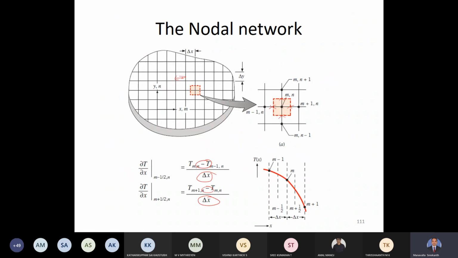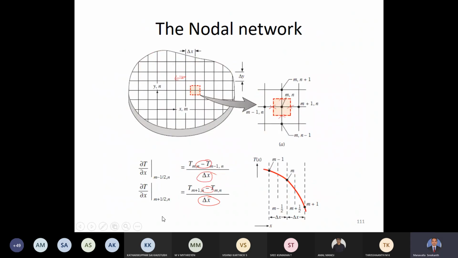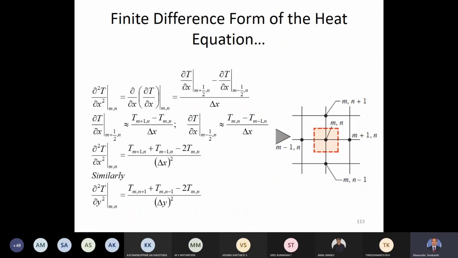So we have seen this algebraic equation here. D square t by dx square is written like this in terms of temperatures and the discretization size. Likewise, here also, if we can replace this with such an equation and this with such an equation, we will get one algebraic equation. So you see here how to write dou square t by dou x square at point m, n. At point m, n, it is dou by dou x of dou t by dou x.